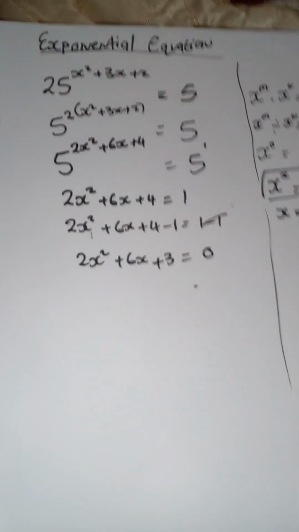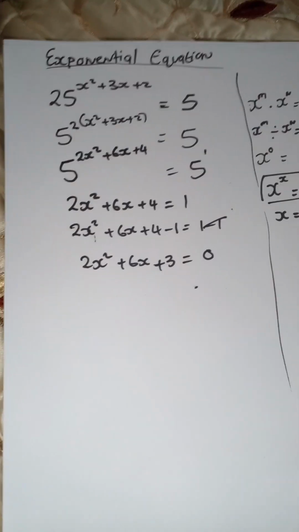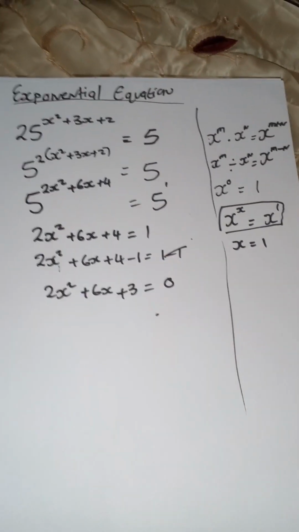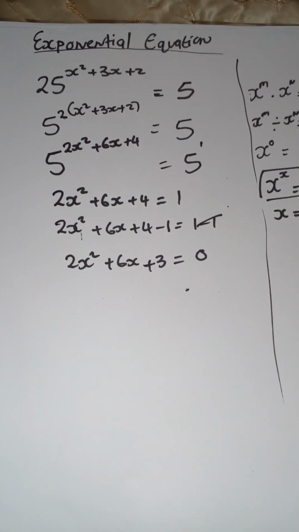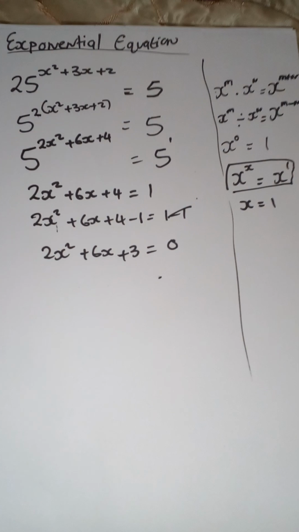Hey, so now this is our trinomial. We've got 2x squared plus 6x plus 3. How can we solve this one? We have to check two methods of solving trinomials: we use the quadratic formula or we use the factoring method. Let us see if the factoring method is going to be applicable.